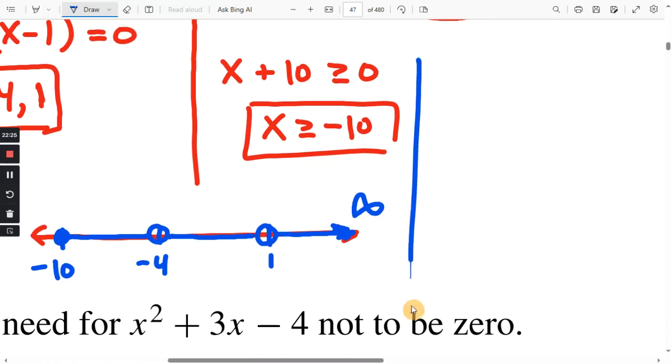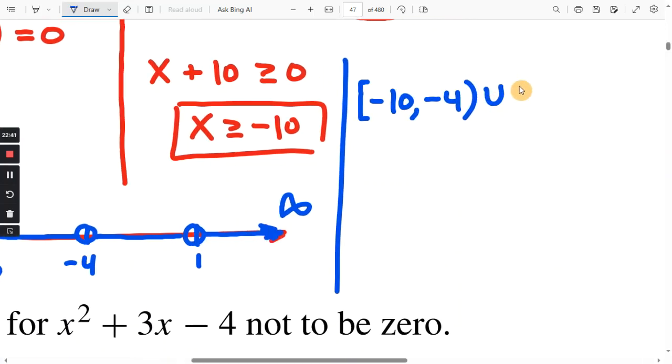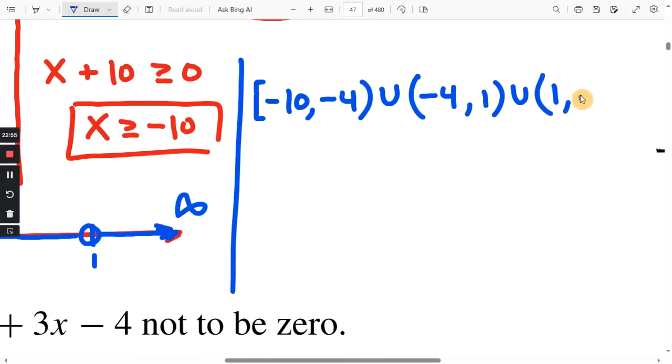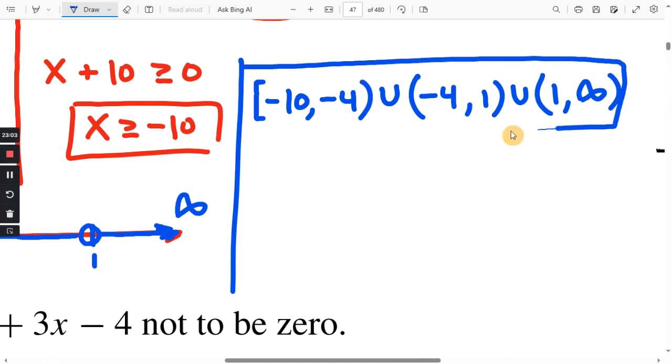If we were to write the interval here, -10 is okay, so we want the square bracket on the -10. And that runs to -4 with the rounded parenthesis. And that is in union with -4 to +1. And that's in union with 1 to infinity. So that's it right there. 3 intervals.